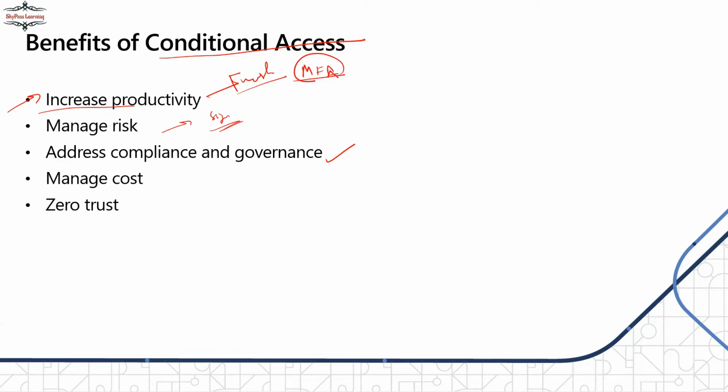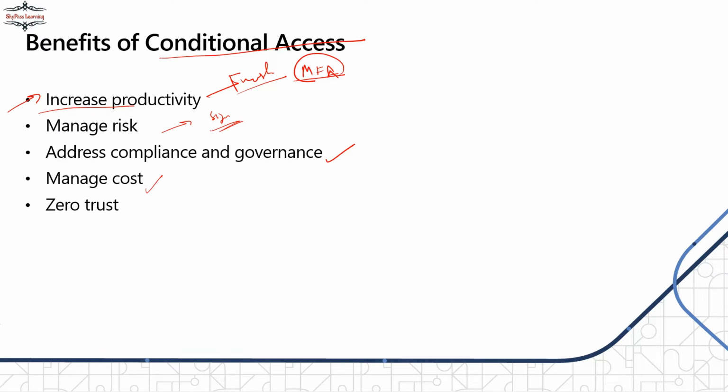Whereas it also helps you to reduce the on-prem or infrastructure management cost, because you can implement the conditional access policy. You need not explicitly enforce system management or security management policies through group policy or additional infrastructure. With the help of this, you can directly manage it.